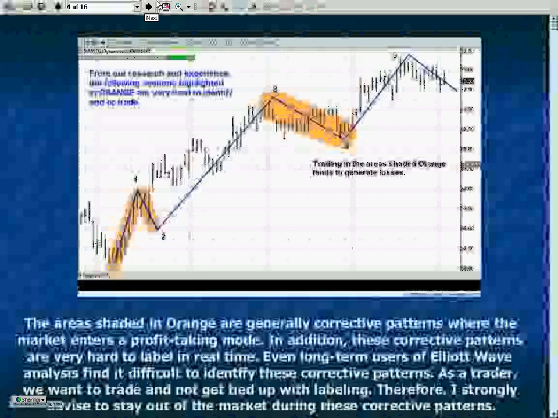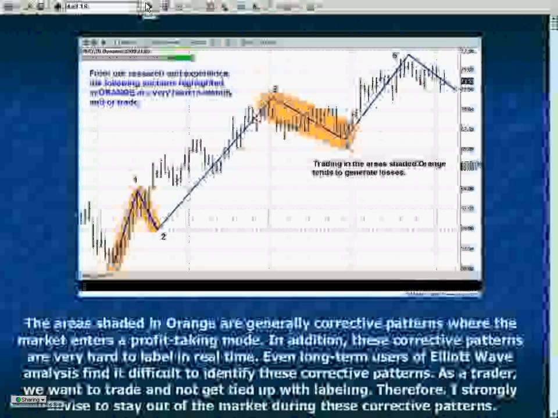In addition, these corrective patterns are very hard to label in real time. Even long-term users of Elliott wave analysis will find it difficult to identify these corrective patterns. And so as a trader, we really don't want to get tied up in labeling wave counts. What we want to do is stay out of the market during these corrective phases.